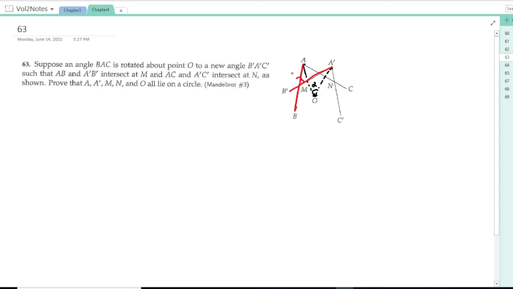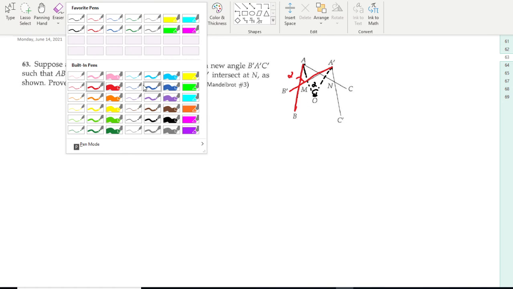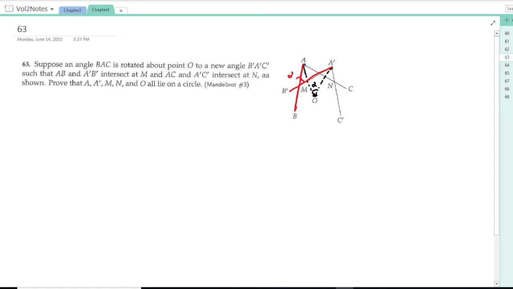So this angle is also alpha, and this side gets rotated to this side, right? So this angle is also alpha. So we want to prove that A prime, M, Q, N is on a circle, right?